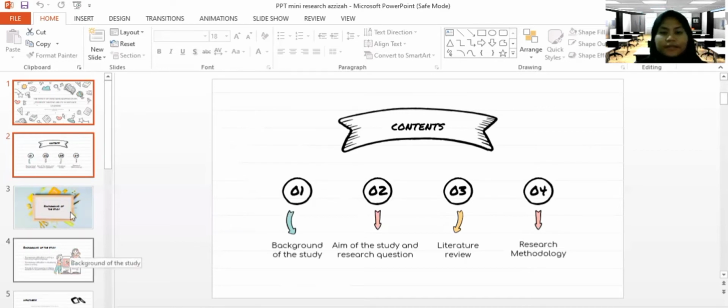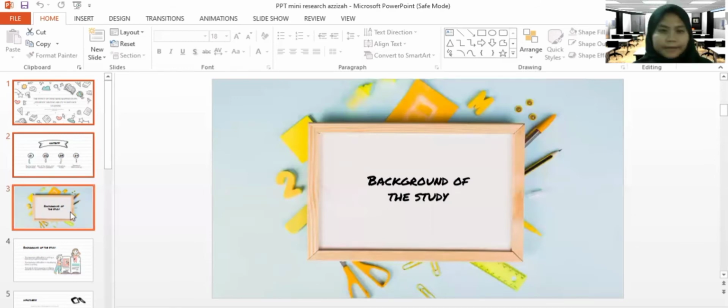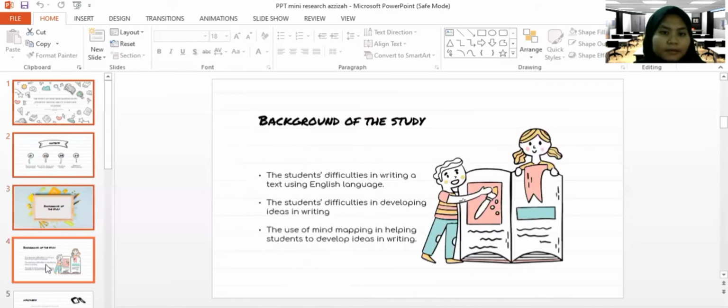Okay, the first is the background of the study. English as an international language needs to be learned in facing the globalization era. In learning English, students should master the four skills of English, namely listening, speaking, reading, and writing. Especially writing, it is used in several aspects of global literature such as advertisement, business transaction, legal document, and newspaper.